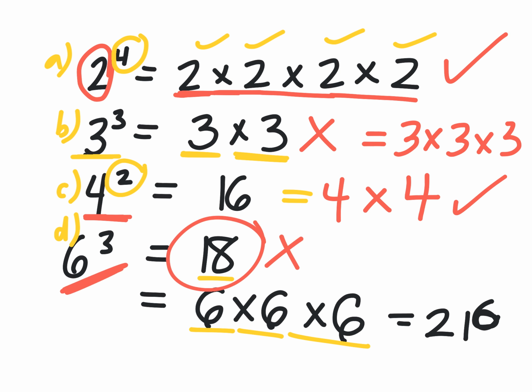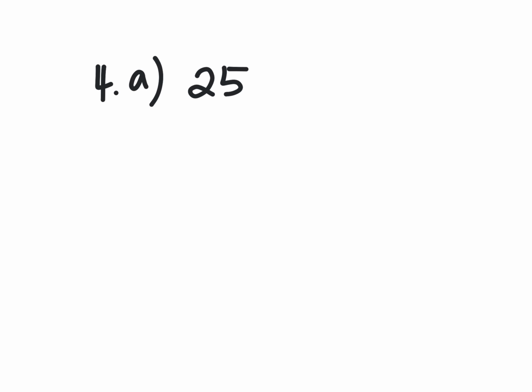What do you think they did? They looked at this and said, oh, 6 times 3 equals 18. But this power, 6 to the power of 3, does not mean 6 times 3. It means 6 times 6 times 6. That's what they did. Now you have to figure out how you could write this number as a power.